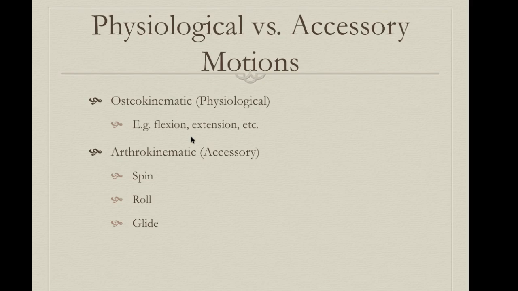The next topic is physiological versus accessory motions. To be more specific, osteokinematic and arthrokinematic motions. So the osteokinematic or physiological motions are the motions that we're all familiar with: flexion, extension, external rotation. But the arthrokinematic or accessory motions, spin, roll, and glide, are not very common to us, but they are necessary to perform the physiological movements.